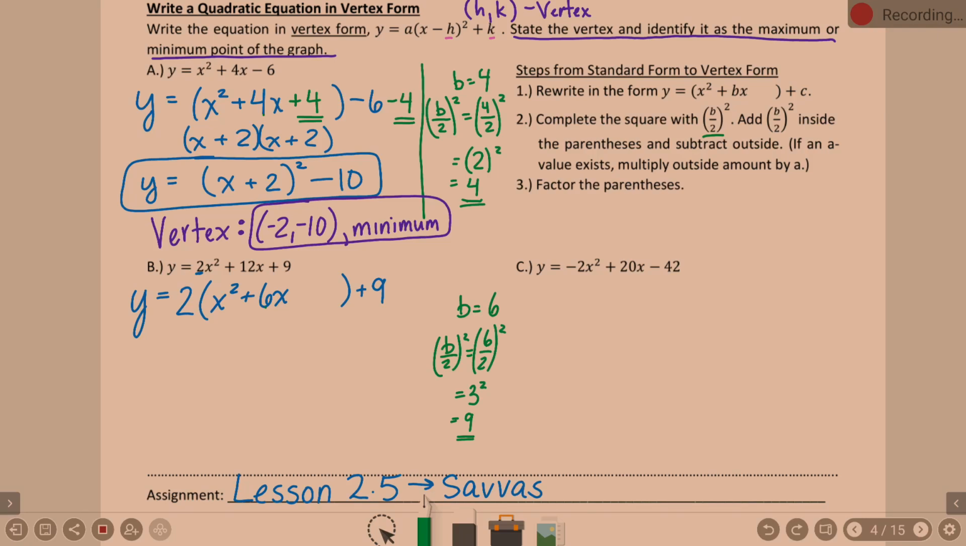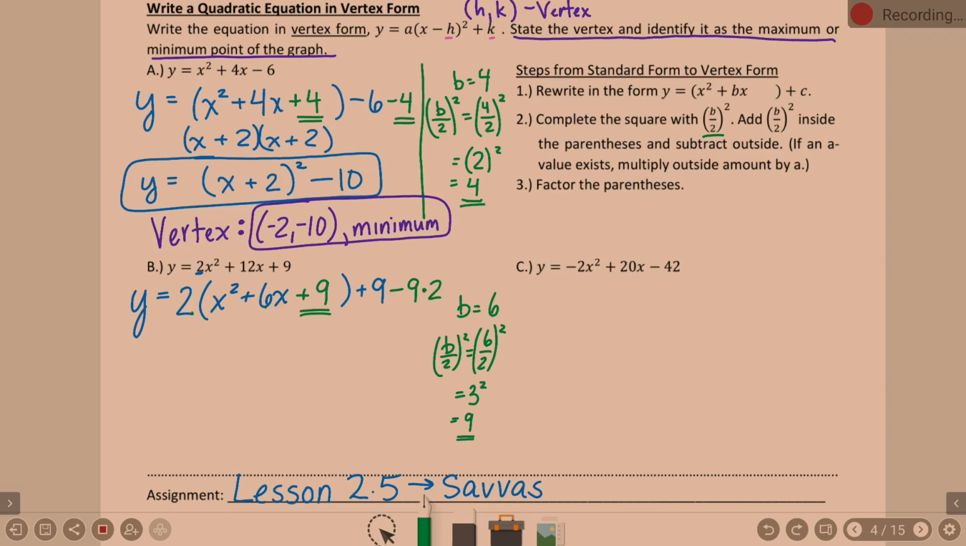Now, because we had an a value and a catch on part 1, there's a catch on step 2 also. So, complete the square. We did that with b over 2 squared. We're going to add it inside. So what am I doing here? I'm adding 9 in that gap. And then we're going to subtract it outside. Notice what it says: if an a value exists, multiply the outside amount by a. So we're going to subtract 9 outside. But was there an a value? Yeah. So we're going to multiply this by 2.